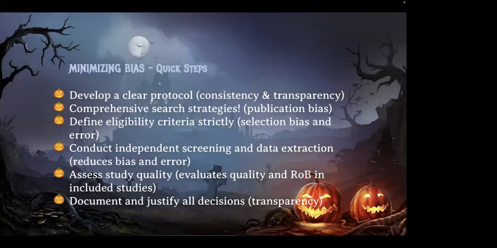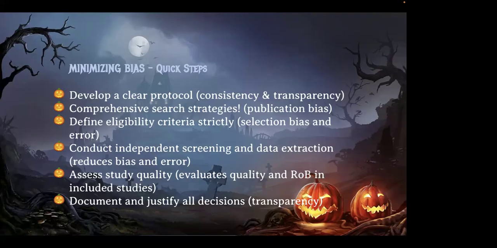Okay, very quick on minimizing bias. These are just some quick ways that you can minimize bias in your systematic review. So you obviously want to develop a clear protocol. You're outlining your objectives, setting your inclusion, exclusion, and your methods before you start out, to make sure that you're being consistent and transparent. This is going to help you eliminate bias and ensure transparency.